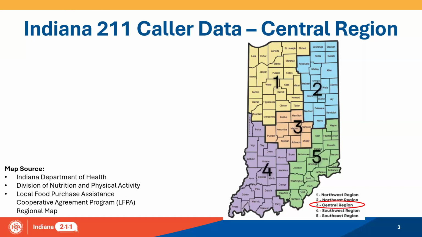So today's, again, is Central Region, and Sherry will cover all the counties that entails, but it's area number 3, so Boone, Hamilton, Putnam, Hendricks, Marion, Hancock, Morgan, Johnson, and Shelby counties.